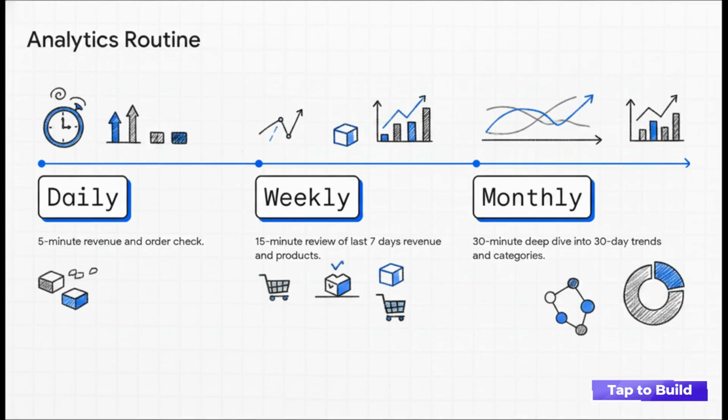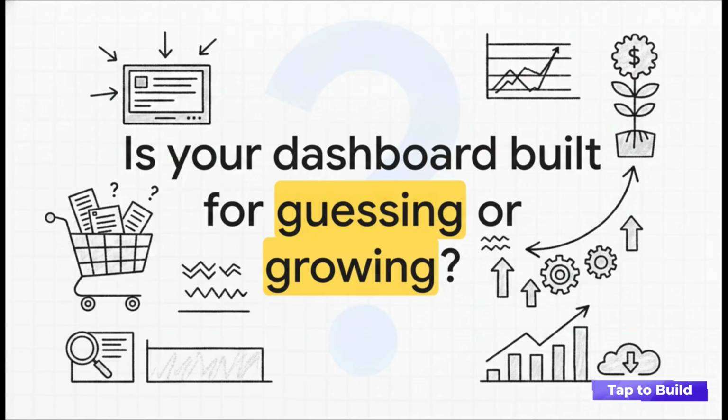products are well stocked. And finally, you just block out a strategic 30-minute deep dive at the end of every month to look at those broader 30-day trends, customer retention, and category performance. That's the whole shebang.